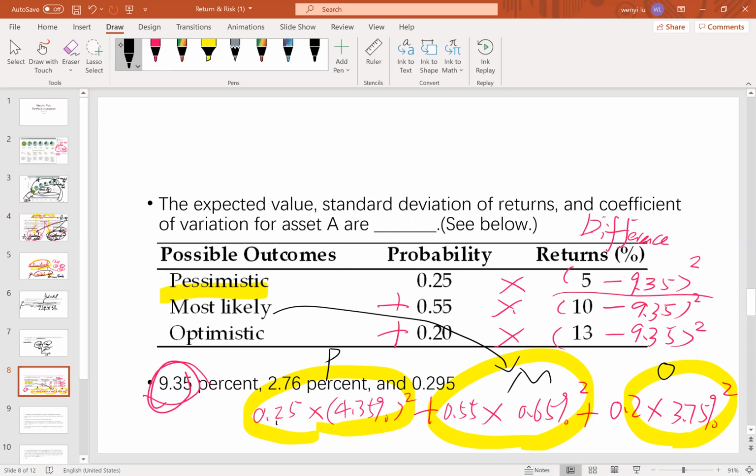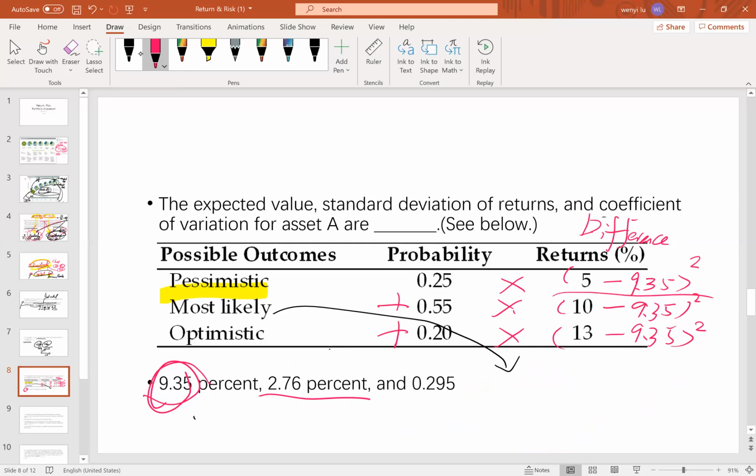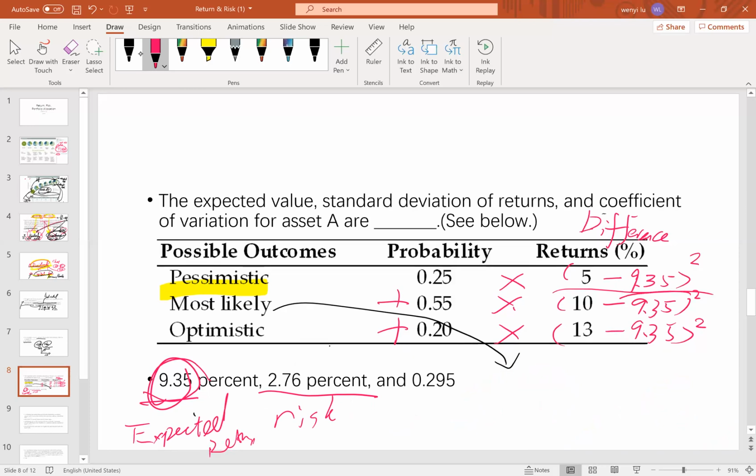And for these calculations, you solve what? You solve the variance. But the variance, take a square root, will be the what? Will be the risk. So after you solve these summations, then you need to take a square root. You got what? You got the standard deviation. That's 2.76%. So this is called a risk, or you can call it standard deviation. This is a measure of risk, and this is the expected return, that's the number we apply here.